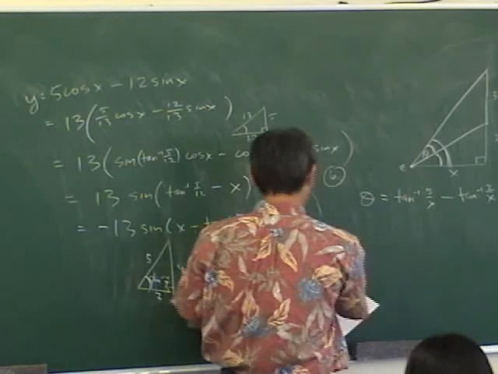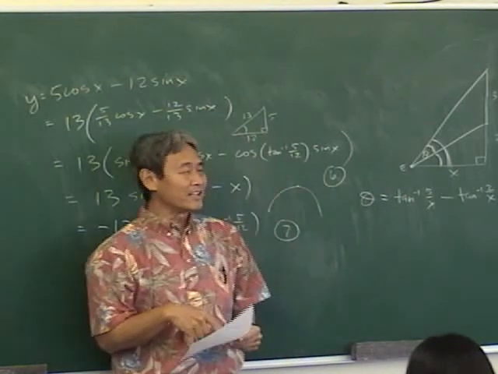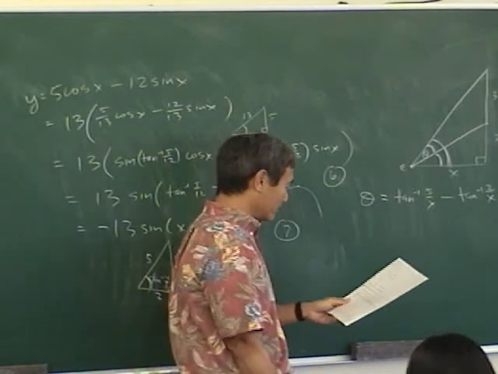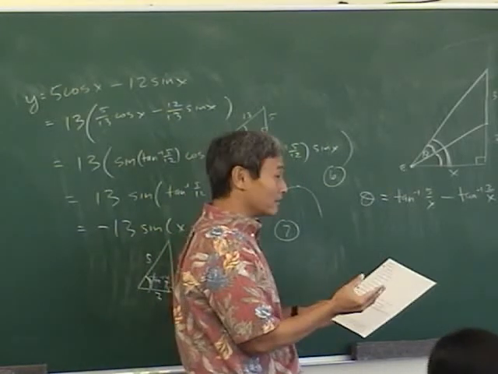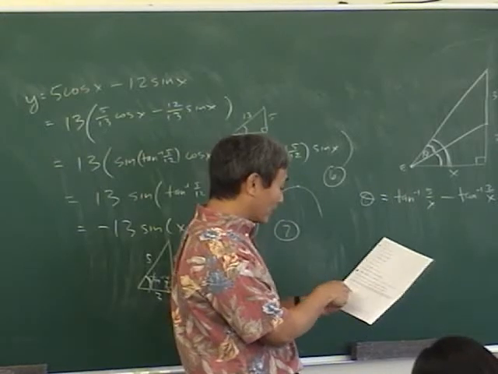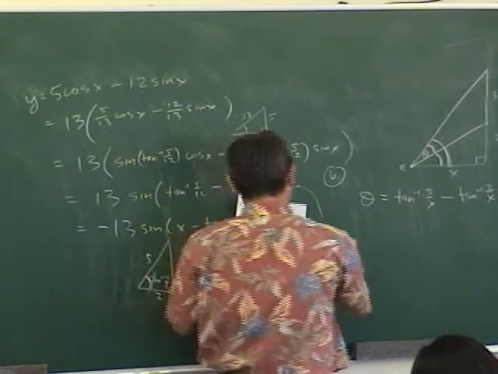Okay, now number 7. I don't see anybody putting this on the board. How do you solve any equation or inequality on your calculator? You make one side 0 and you graph it. And what are we looking for here? Oh gosh.